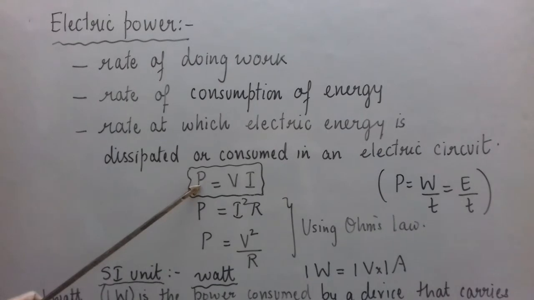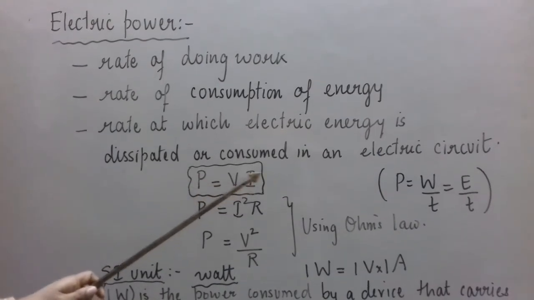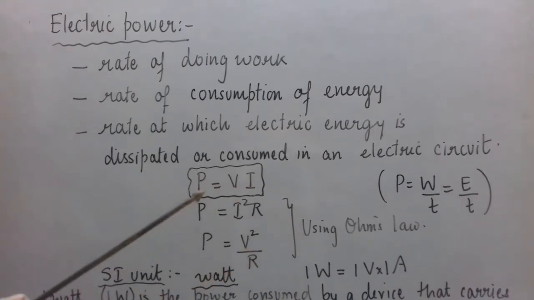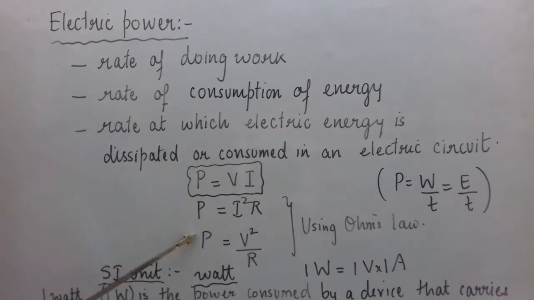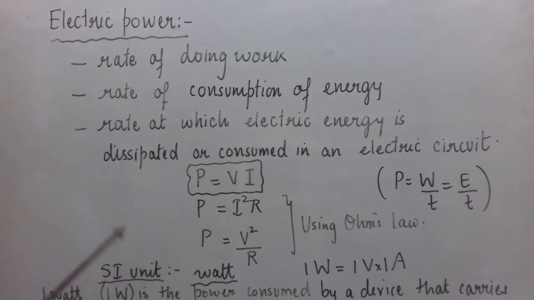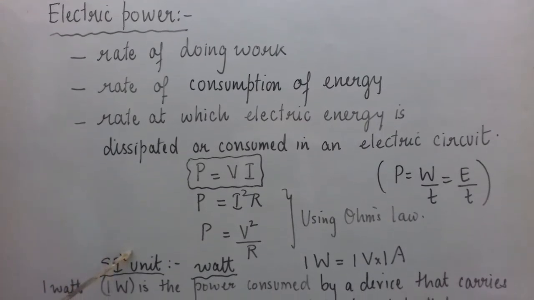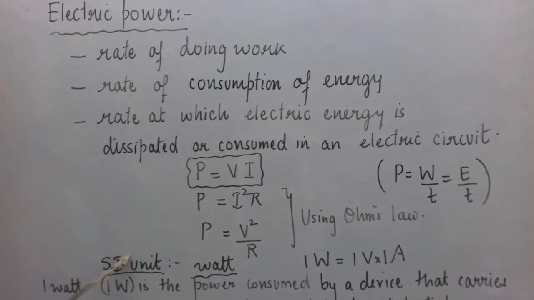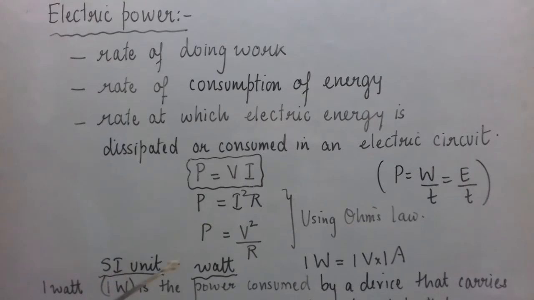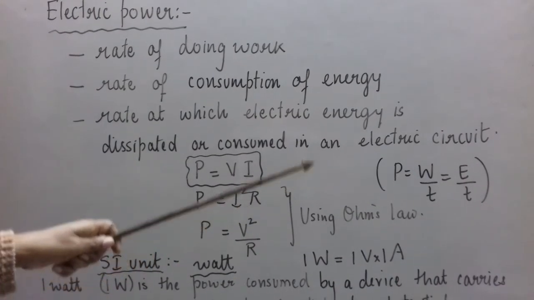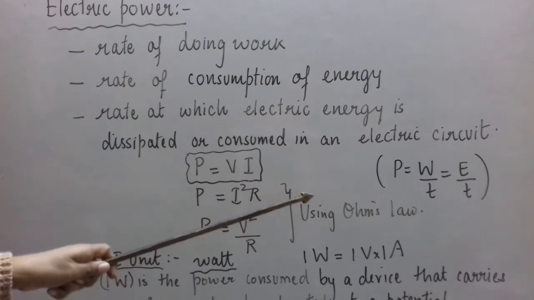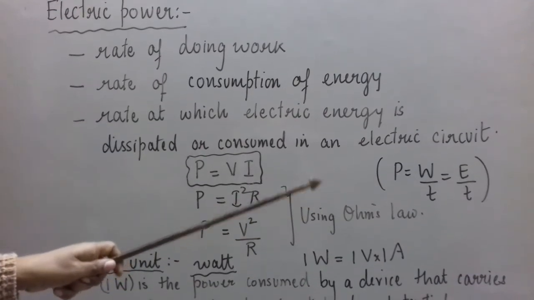So just by using P is equal to VI and by using Ohm's law, you can easily get these other two expressions for power also. Okay. Now, what is the SI unit of power? You must have done this in your 9th class also. It is watt. And from that we know that watt is equal to joule per second. 1 watt is 1 joule per second.